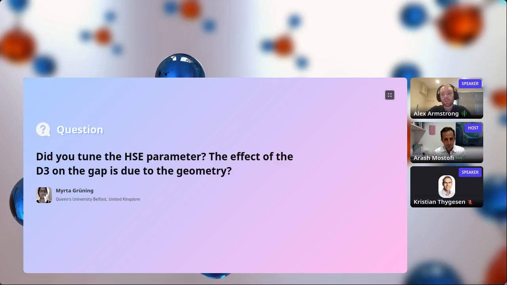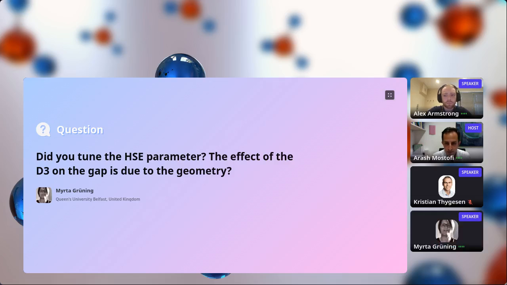So no, we left the HSE parameters as standard, so we didn't change the screening parameters or anything like that. I'm not sure what you mean by the effect of the D3. Let's get Mirta on stage to ask her to clarify. Mirta, do you want to clarify that question?